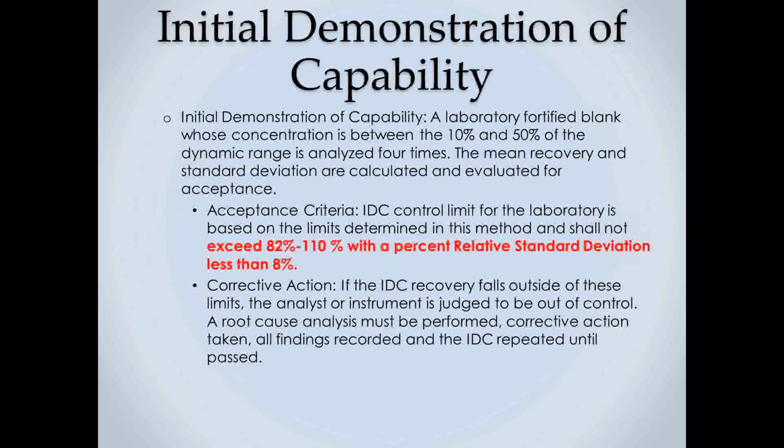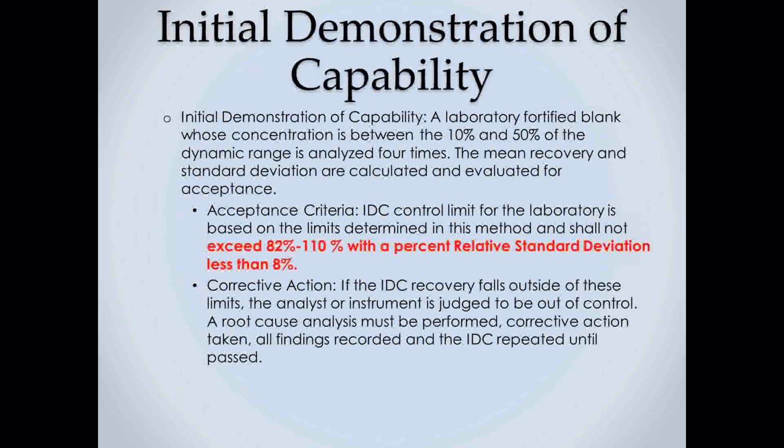But we talk about initial demonstration of capability as a laboratory fortified blank whose concentration is between 10% and 50% of the dynamic range is analyzed 4 times. The mean recovery and the standard deviations are calculated and evaluated for acceptance. What we've also added in this method is the new procedure of saying if it does fail, what do you do?